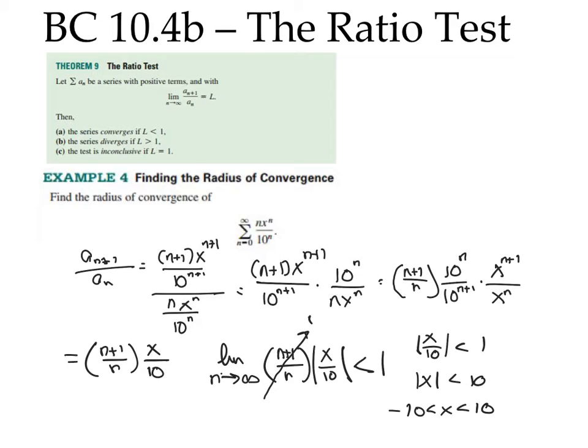We can check the endpoints here. If x were 10 or negative 10, then the limit would be 1, and this would be an inconclusive test. So what you'd have to do is actually plug that in, and we'll look at handling the endpoints later on in this section. But if I plugged in x equals 10, then x^n over 10^n is just always 1. In that case, the series becomes the sum from k equals 1 to infinity of k, and that pretty clearly diverges.